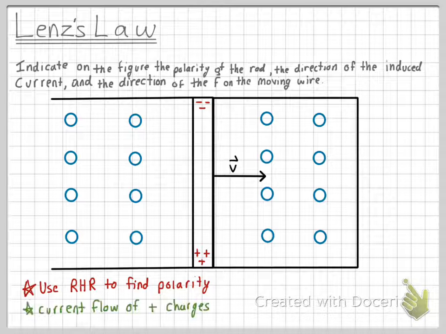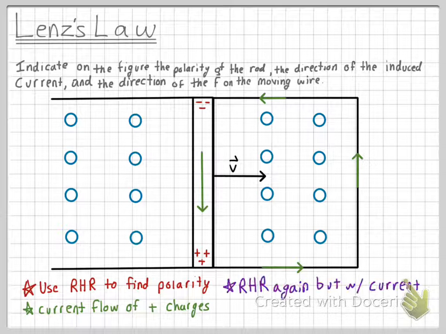We know that the current is the flow of positive charges, and since the positive charges move down in the conducting rod, so does the current. We lastly want to find the force on this moving rod. To do this, we apply the right-hand rule again, but the current goes with our thumb, or the moving positive charges. When we do this, we find that our palm faces to the left. And as you can see again, the force is in the opposite direction of the velocity, which is another example of how Lenz's law works.